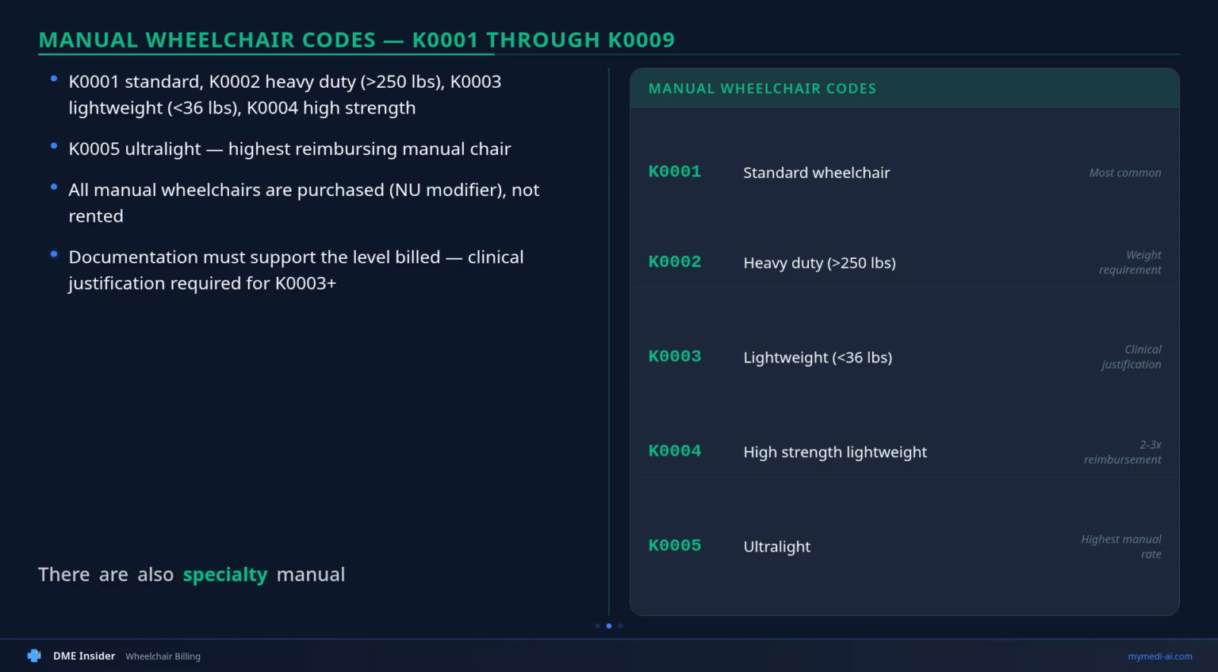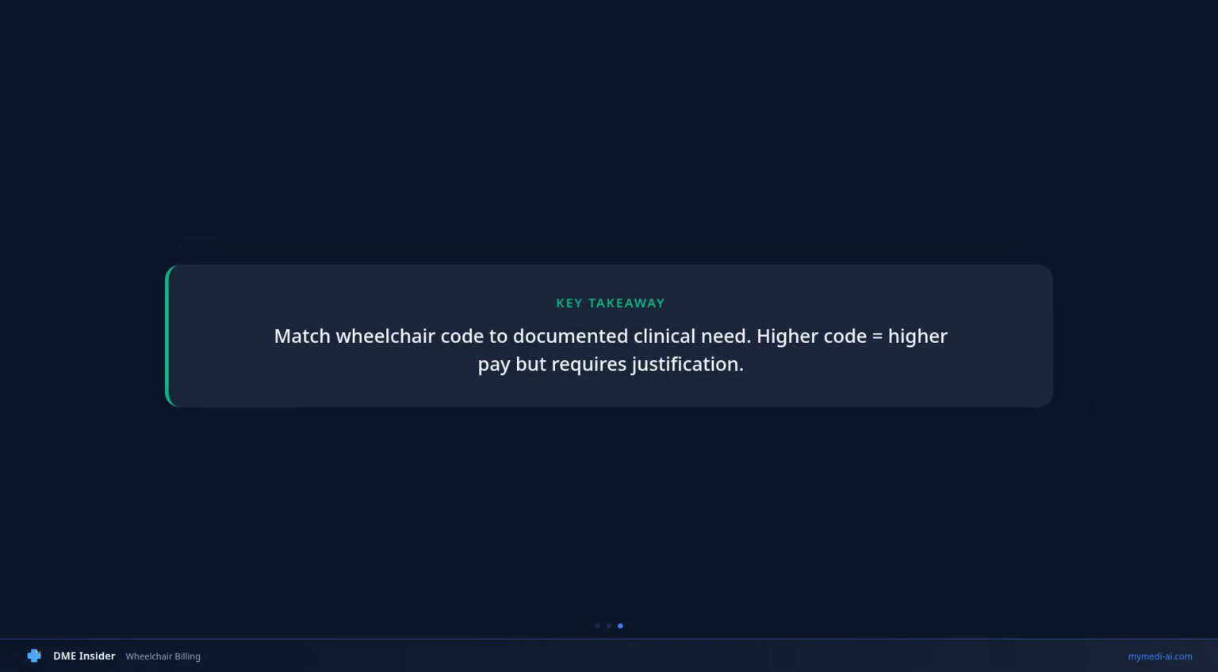There are also specialty manual wheelchair codes. K0005 is an ultralight wheelchair, the highest reimbursing manual chair. K0006 and K0007 are heavy-duty extra-wide. K0008 and K0009 are custom manual wheelchairs for patients with specific positioning needs.